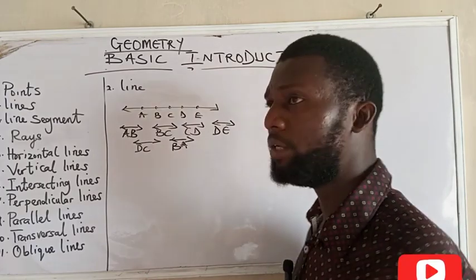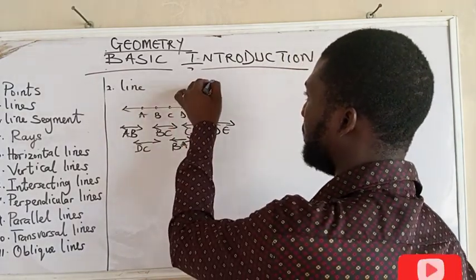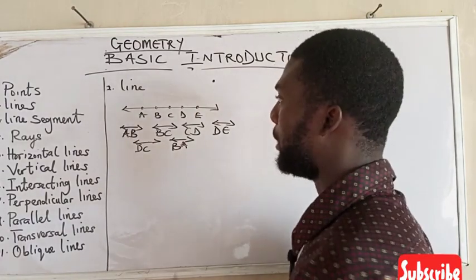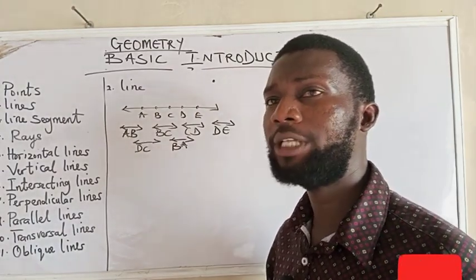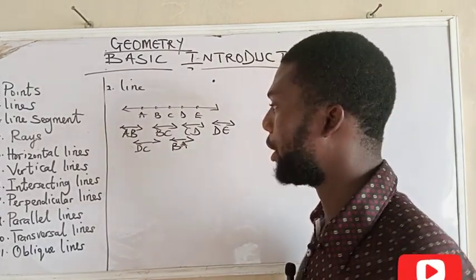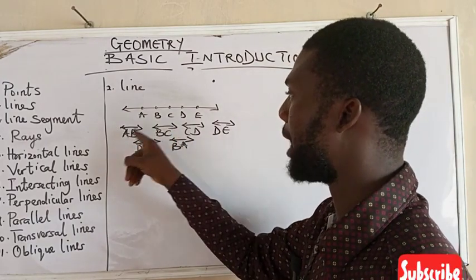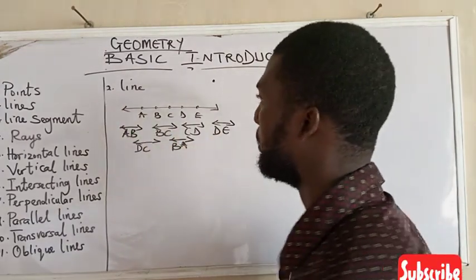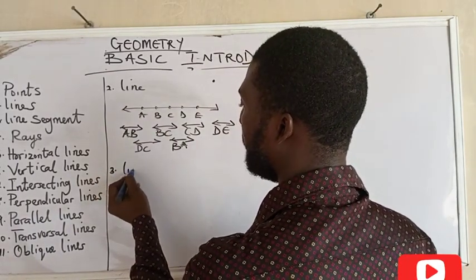So the difference between a point and a line is that a point just represents an exact position, but a line is as a result of the combination of what? Of more than one point, and it is infinite in both directions, and it can be denoted with these arrows on both sides. Now let's look at the third one, which is a line segment.